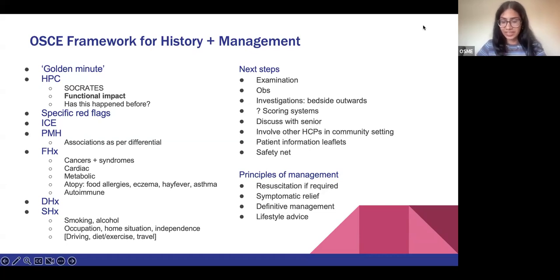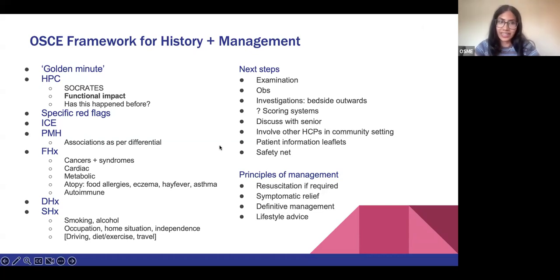Obviously, it's relatively fine if you don't get the diagnosis at the end of the station, but they can fail you on the grounds of being unsafe. They could say that if you don't rule out a certain pathology for this presentation, you're being unsafe as a doctor. And so you want to avoid that.